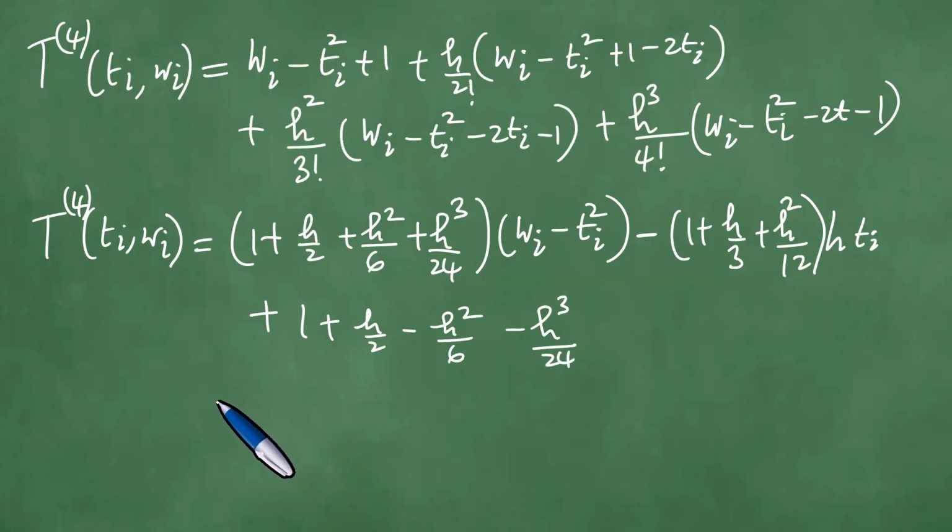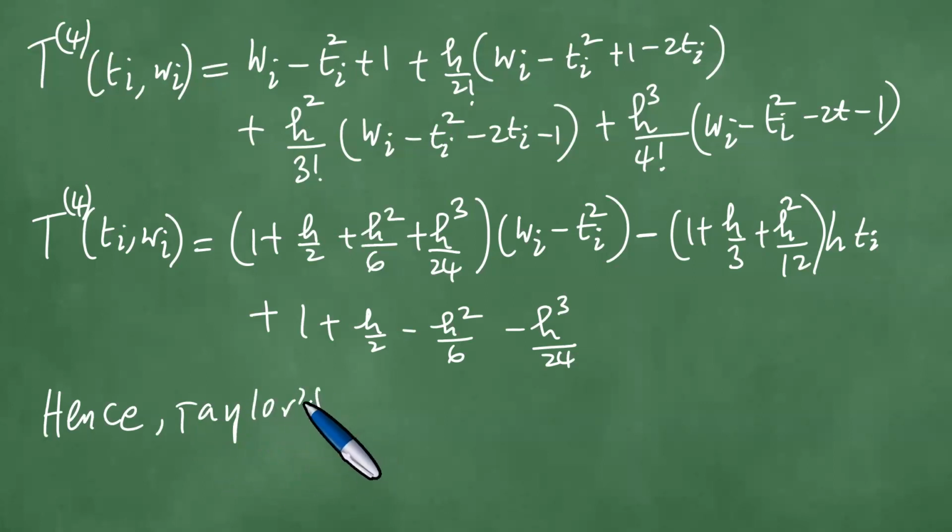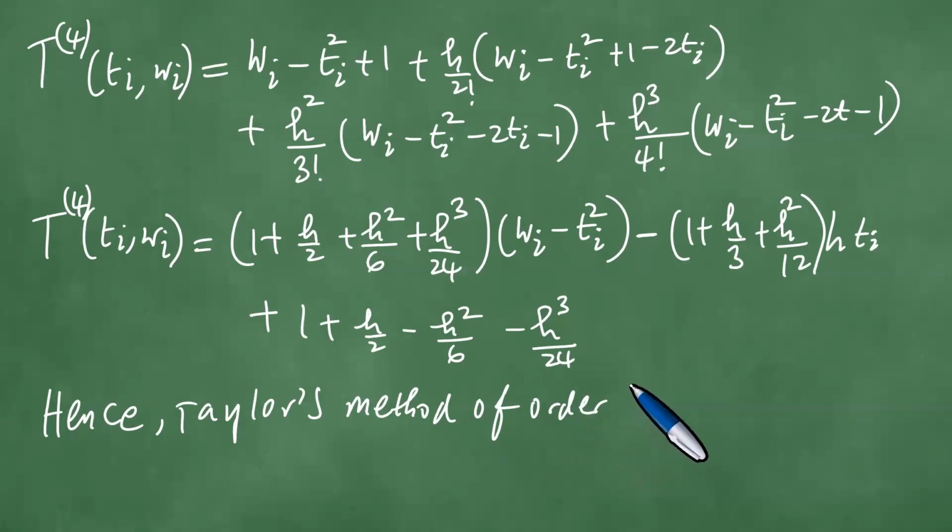And what is then the meaning of all these here? Hence, Taylor's method of order 4 is, okay, what is Taylor's method of order 4? Okay, let's write it down. So it's going to be W0, which is alpha 0.5 for the question. We can refer to it.